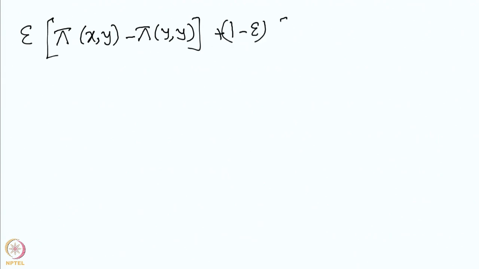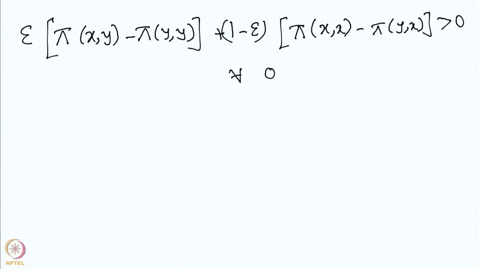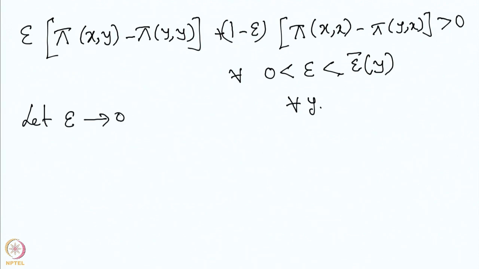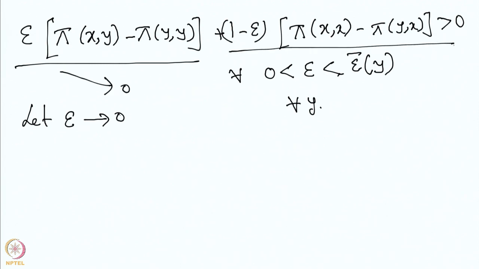So let me rewrite in the next slide. Epsilon times pi x y minus pi y y plus 1 minus epsilon times pi x x minus pi y x is greater than 0. This is true for all epsilon between 0 and epsilon bar, of course for all y. Of course epsilon bar depends on y. Now let epsilon go to 0. If I let epsilon go to 0, this term simply goes to 0 and this term converges to pi x x minus pi y x greater than or equal to 0.